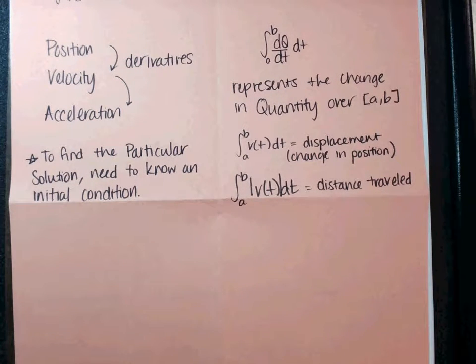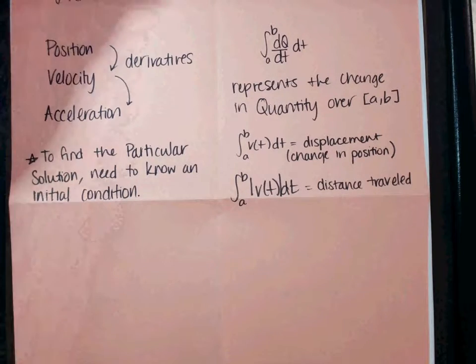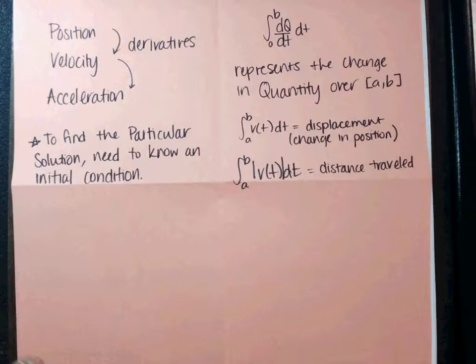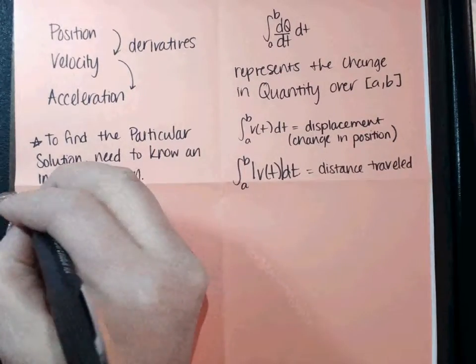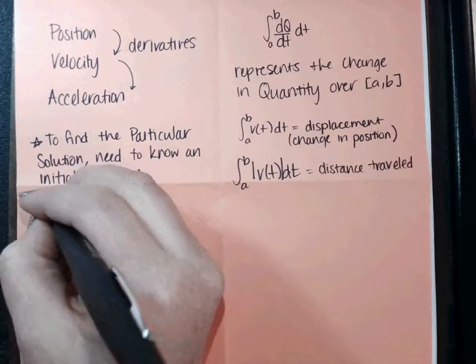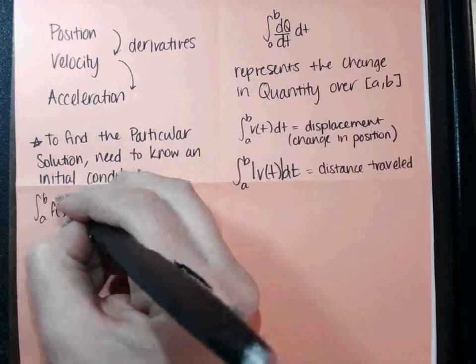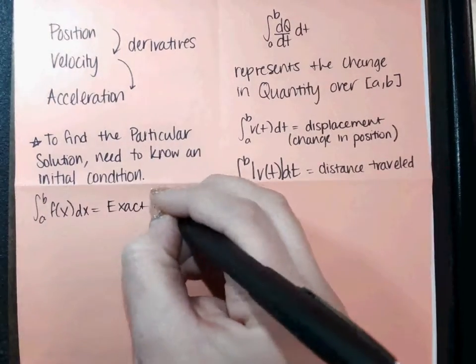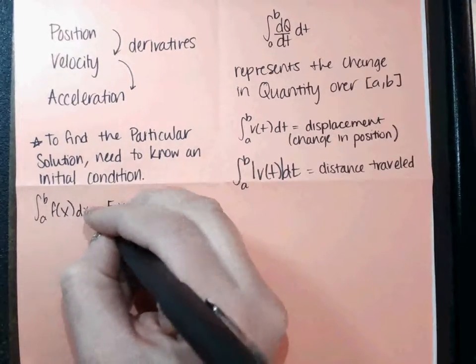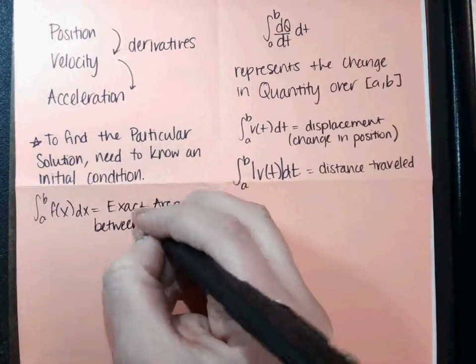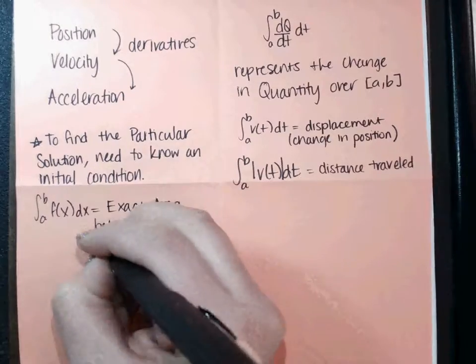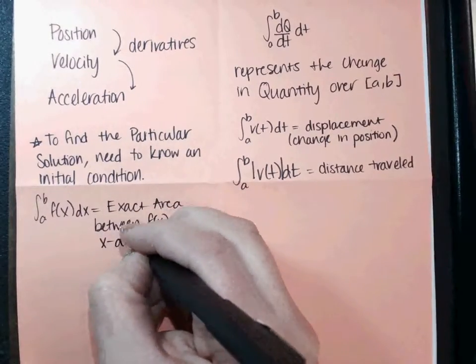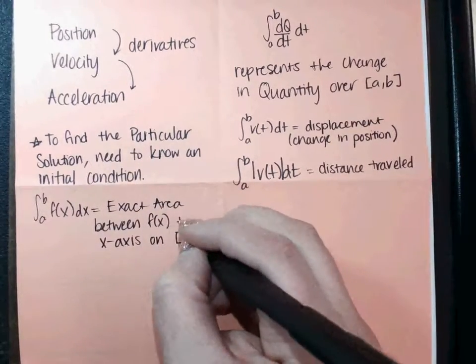Okay. All right, we're going to do a little bit of our area properties. So we'll do these down here. Remember that the integral from A to B of f of x is the exact area between f of x and the x-axis on A to B.